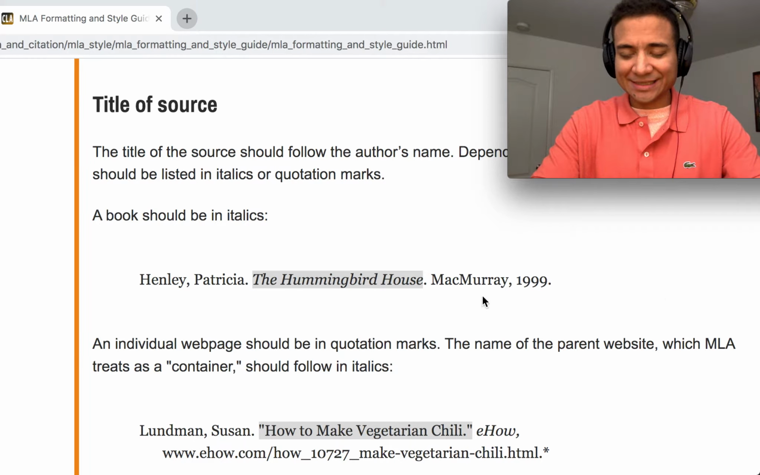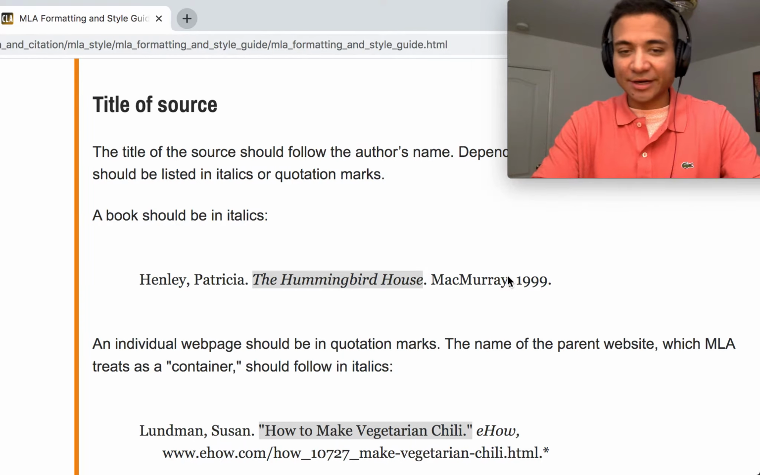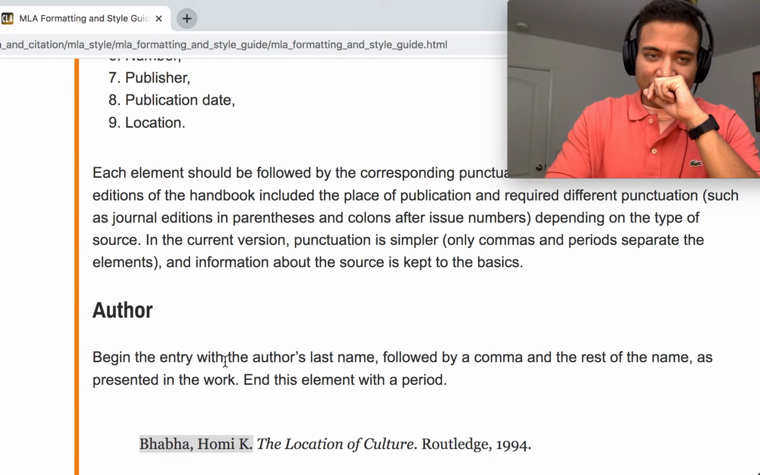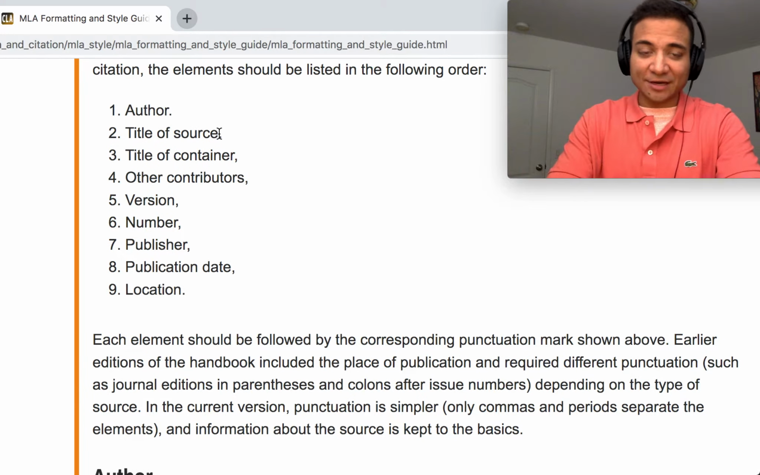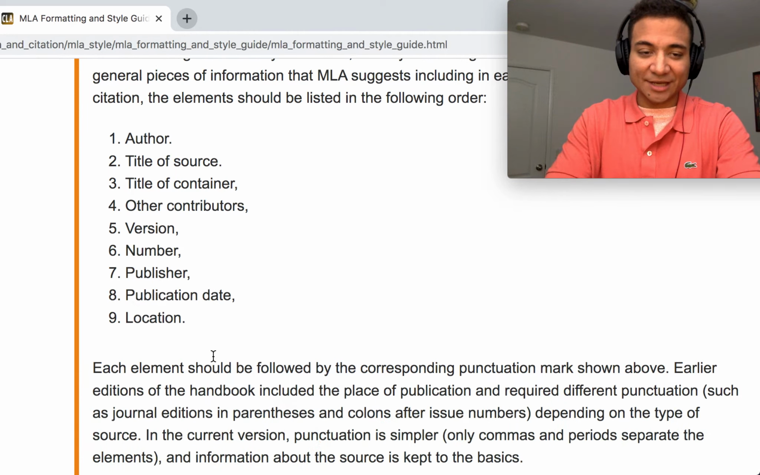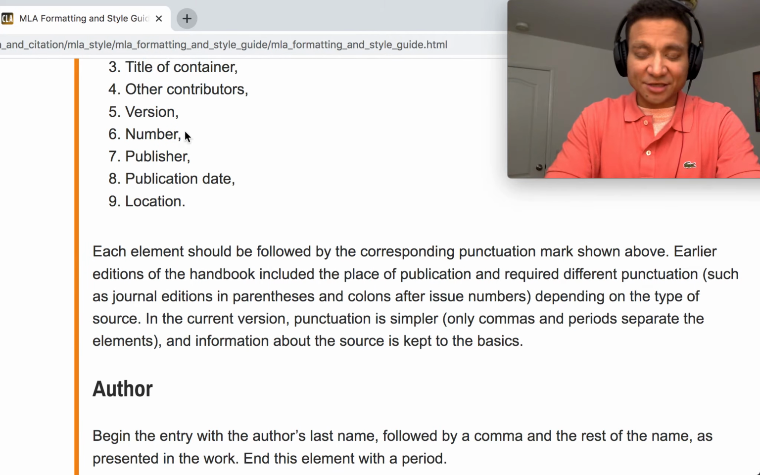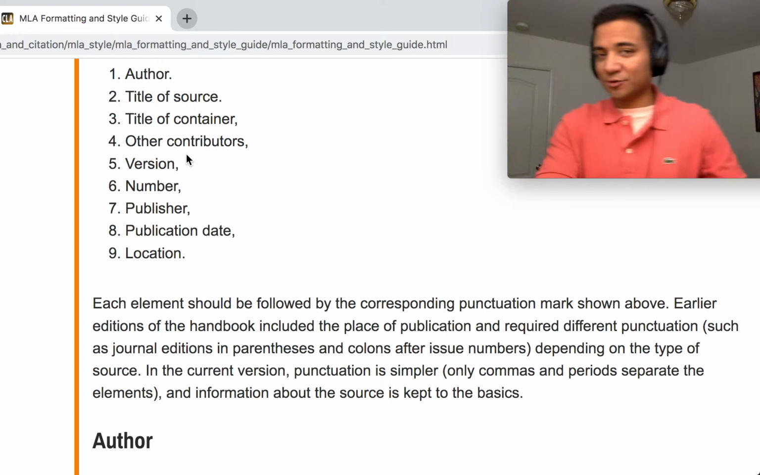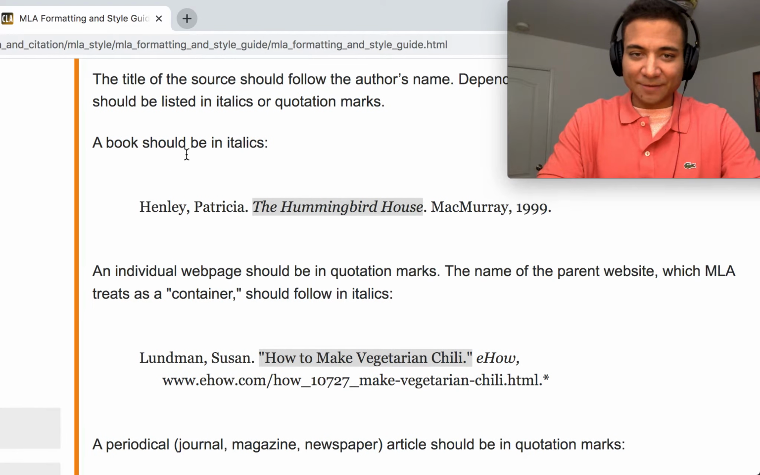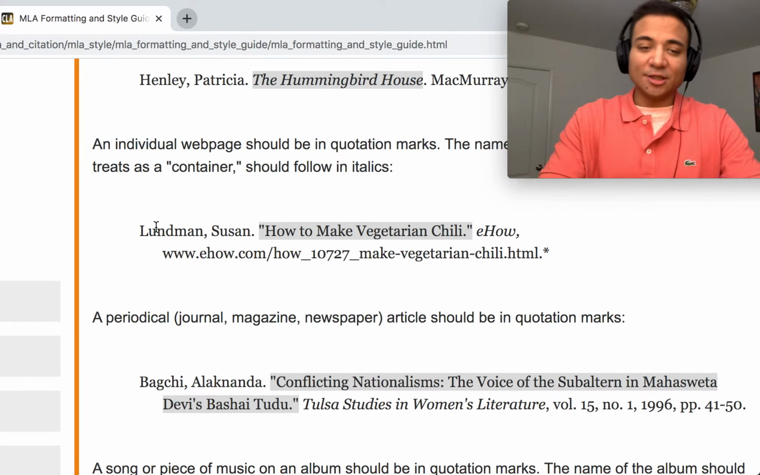So in this case, here's the publisher, McMurray, right? So notice how in this example, we have author, we have title of source, and we have publisher, and then we have the publishing date, right? Publication date. We don't have all this other stuff because, if in this instance we're not given those details, then you're not responsible for that.